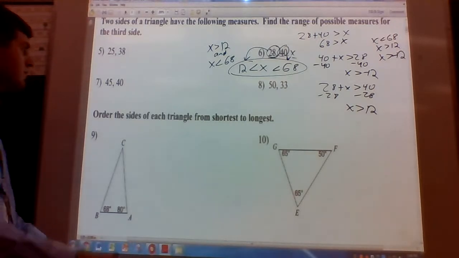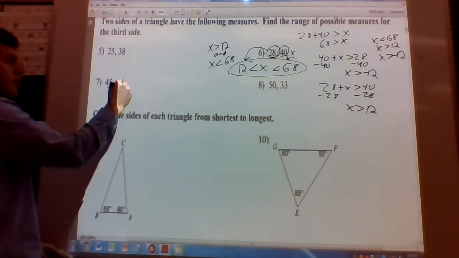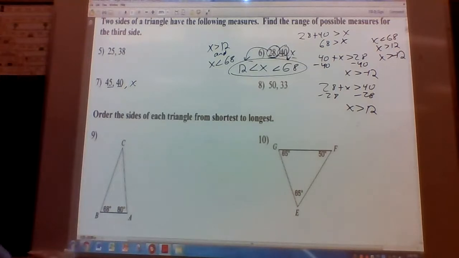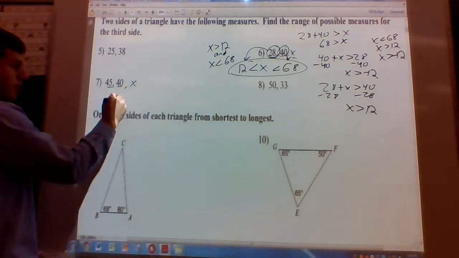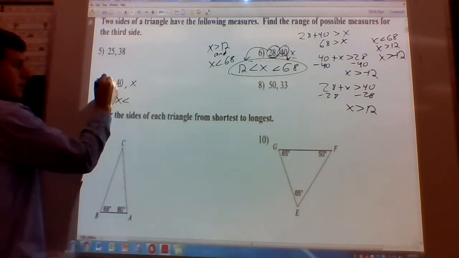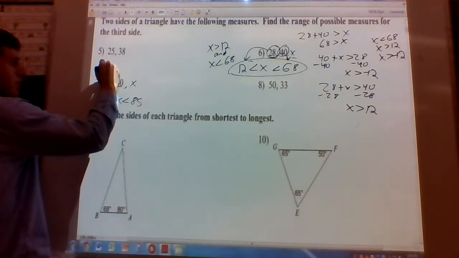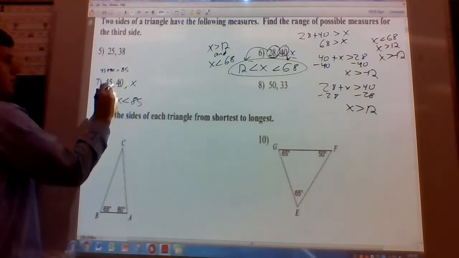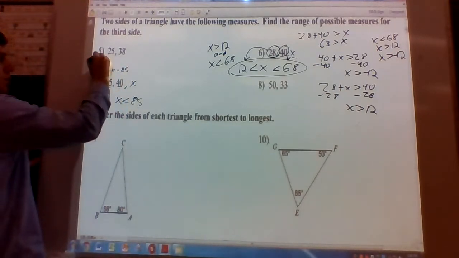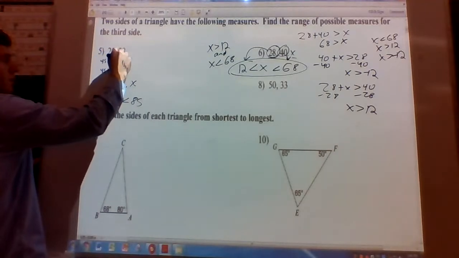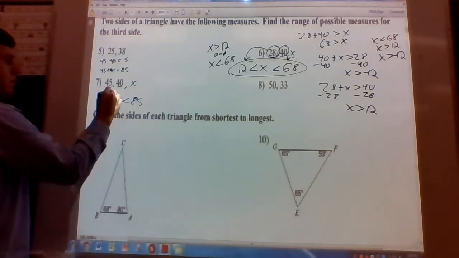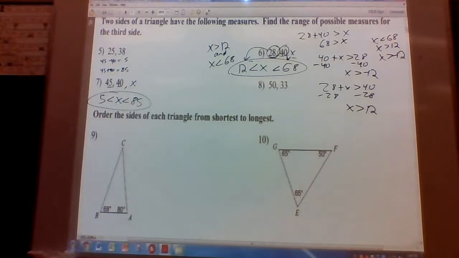All right. Number 7, 45 and 40. Again, we want to say x is our third side. Again, you can make it whatever you want. Okay, we know right away our answer should be x is going to be less than 85. All right, 45 plus 40 equals 85. Okay, and then we know 45 minus 40 is 5, so we know it's going to be greater than 5. So we know that's our answer.